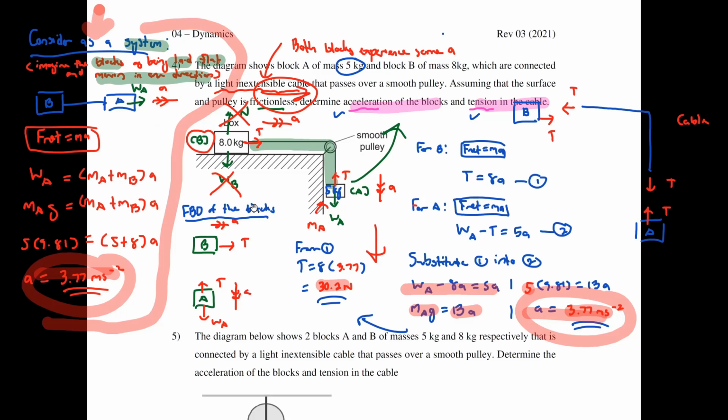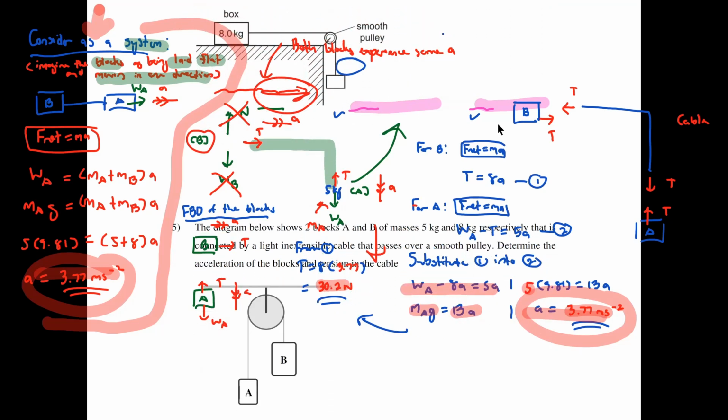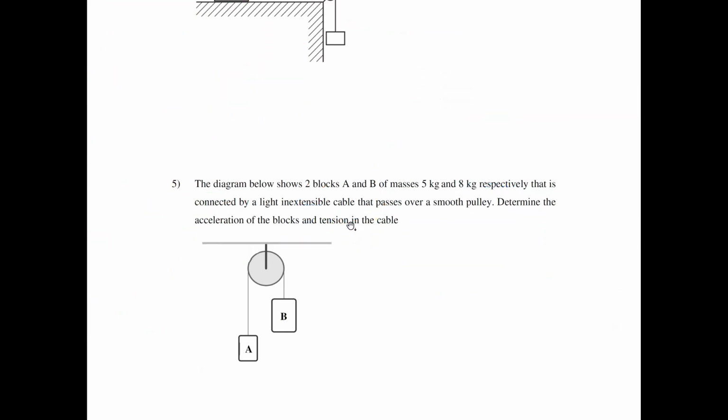Okay, so this is example number 4. Then we go with example number 5. The diagram below shows two blocks A and B of masses 5 kg and 8 kg respectively that are connected by a light inextensible cable that passes over a smooth pulley.